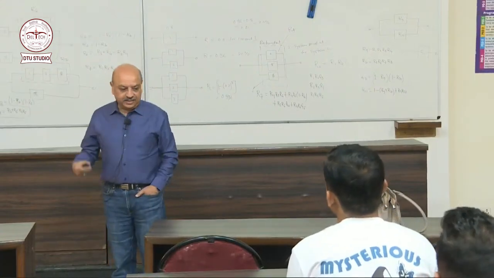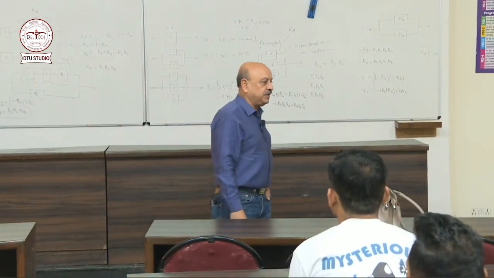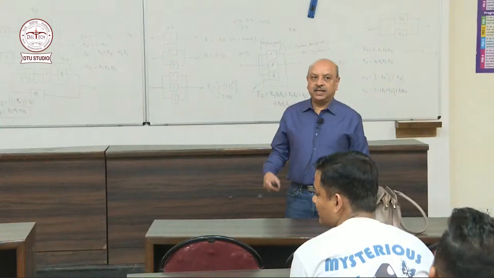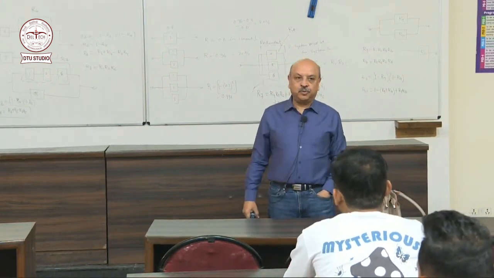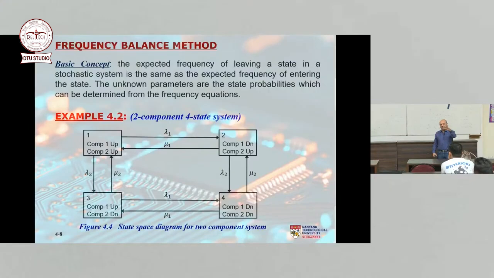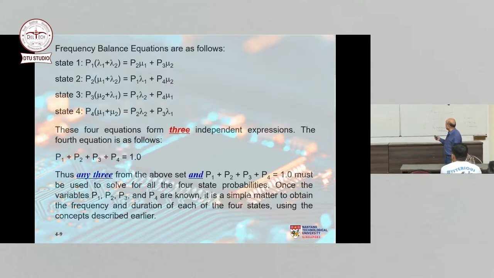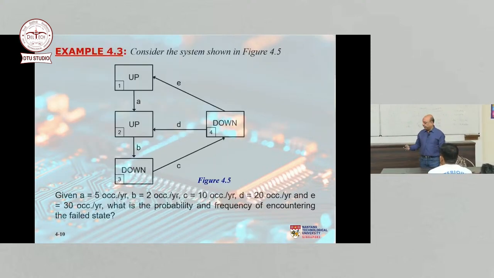So we were talking about the frequency balance approach when we finished yesterday. Prior to that, we also learned the frequency and duration method. And what we found through the frequency balance approach was that the frequency of leaving a state is the same as the frequency of entering a state. And using this approach, we found the probabilities of being in each of the states. So for example, we can find the probability of being in state 1, 2, 3, and 4. And we also did another example, if I recall correctly. Yeah, this particular example where we found the probabilities of being in states 1, 2, 3, and 4.